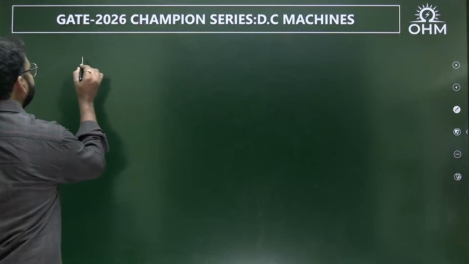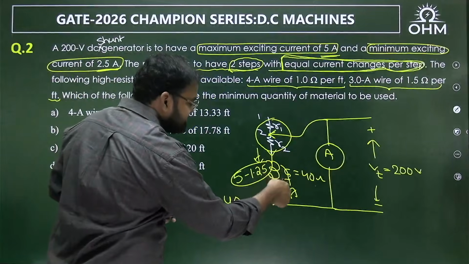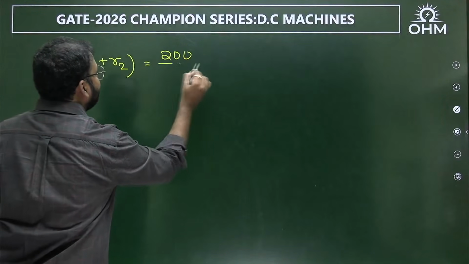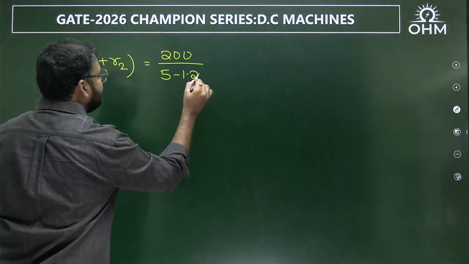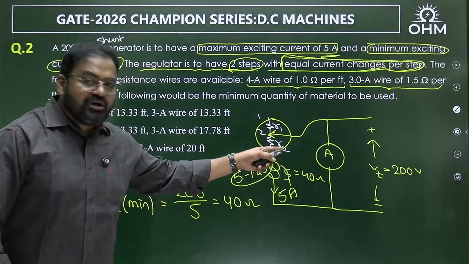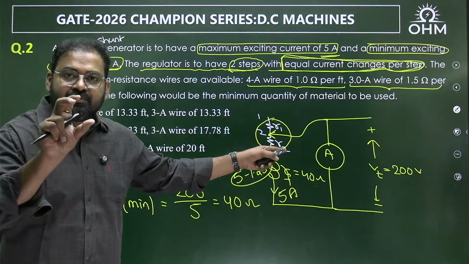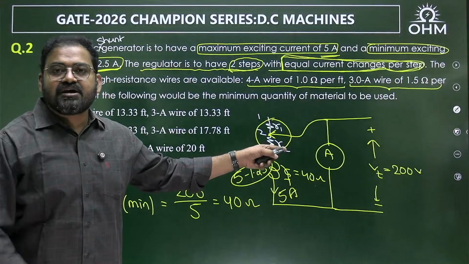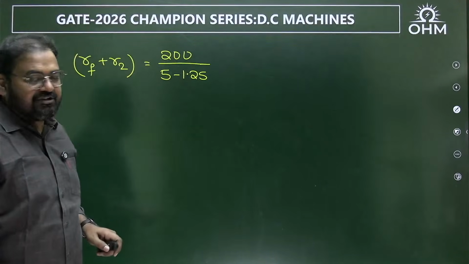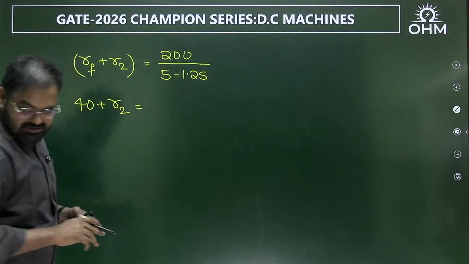Now Rf plus R2 is equal to, remember, resistance is equal to Vt by If only. Vt is equal to 200 by, what is the field current now? It was reduced by 1.25 ampere. Why 1.25? Two resistors together reduce the current by 2.5 ampere, but every resistance has to change the current by the same value. That means each resistor will reduce the current by 1.25 ampere. Therefore, the current will be 3.75. Already field resistance is 40 plus R2 is equal to, how much is this?